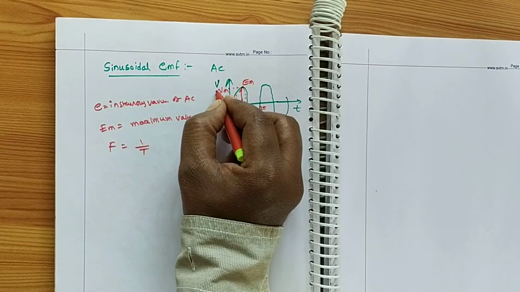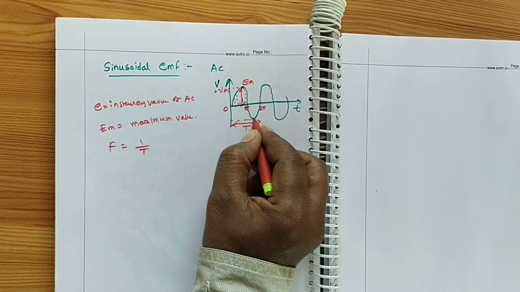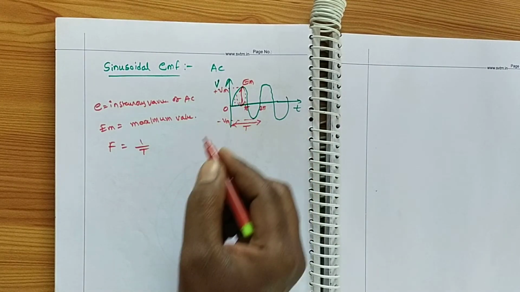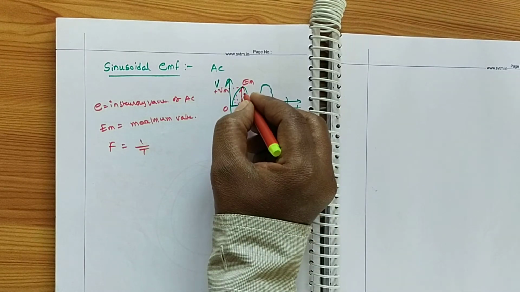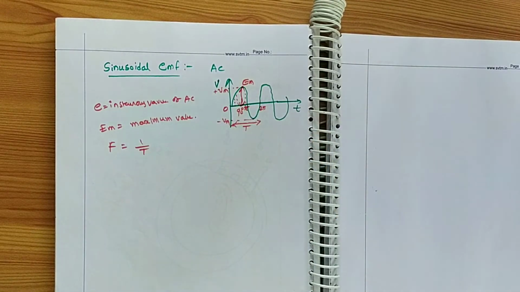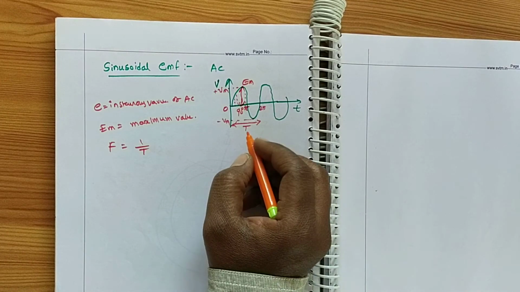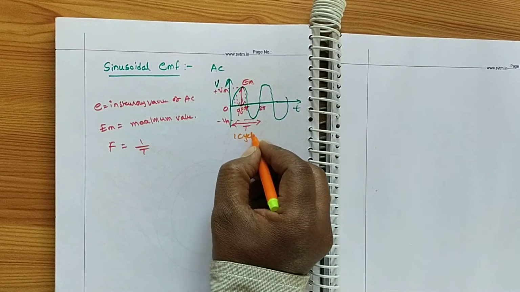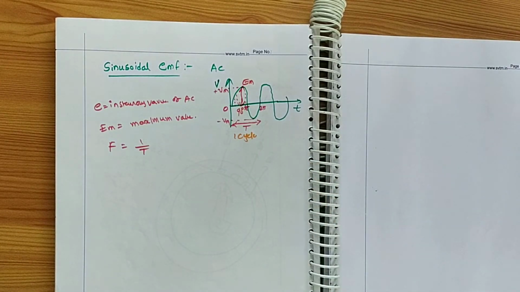This value is known as plus Vm and this is known as minus Vm. It is the sinusoidal voltage. The maximum value is obtained at 90 degrees or pi by 2. At pi by 2, the maximum voltage is obtained. This is called one complete cycle, one cycle of the alternating quantity.